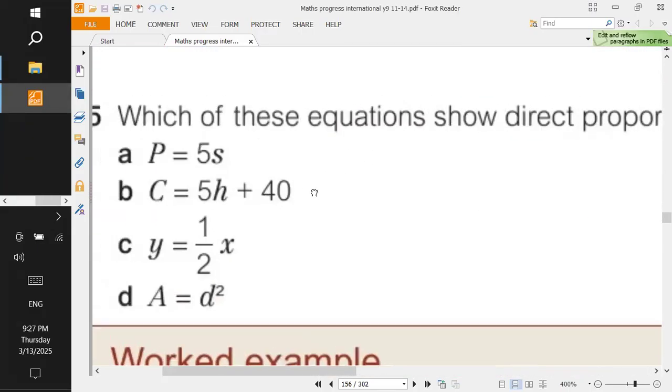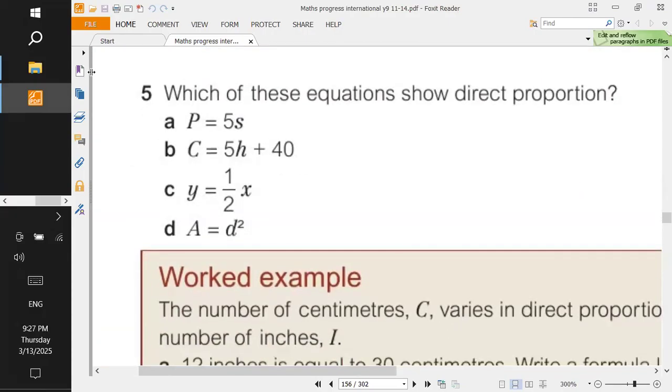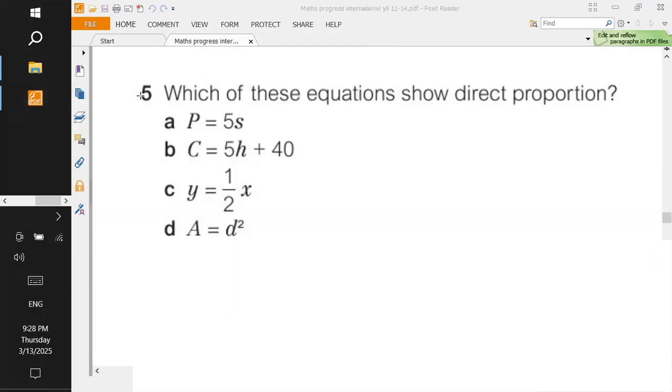This question is very important: checking if these equations or formulas are direct proportion. Now, we need to understand the meaning of direct proportion and how to check if it's direct or not. We talked about two rules in direct proportion. The first rule says that they must start from the origin, which is the 0, 0 point. This means that if one of the values is 0, the other one should be 0. That's the idea of starting from the origin point. Now, this is the first rule.